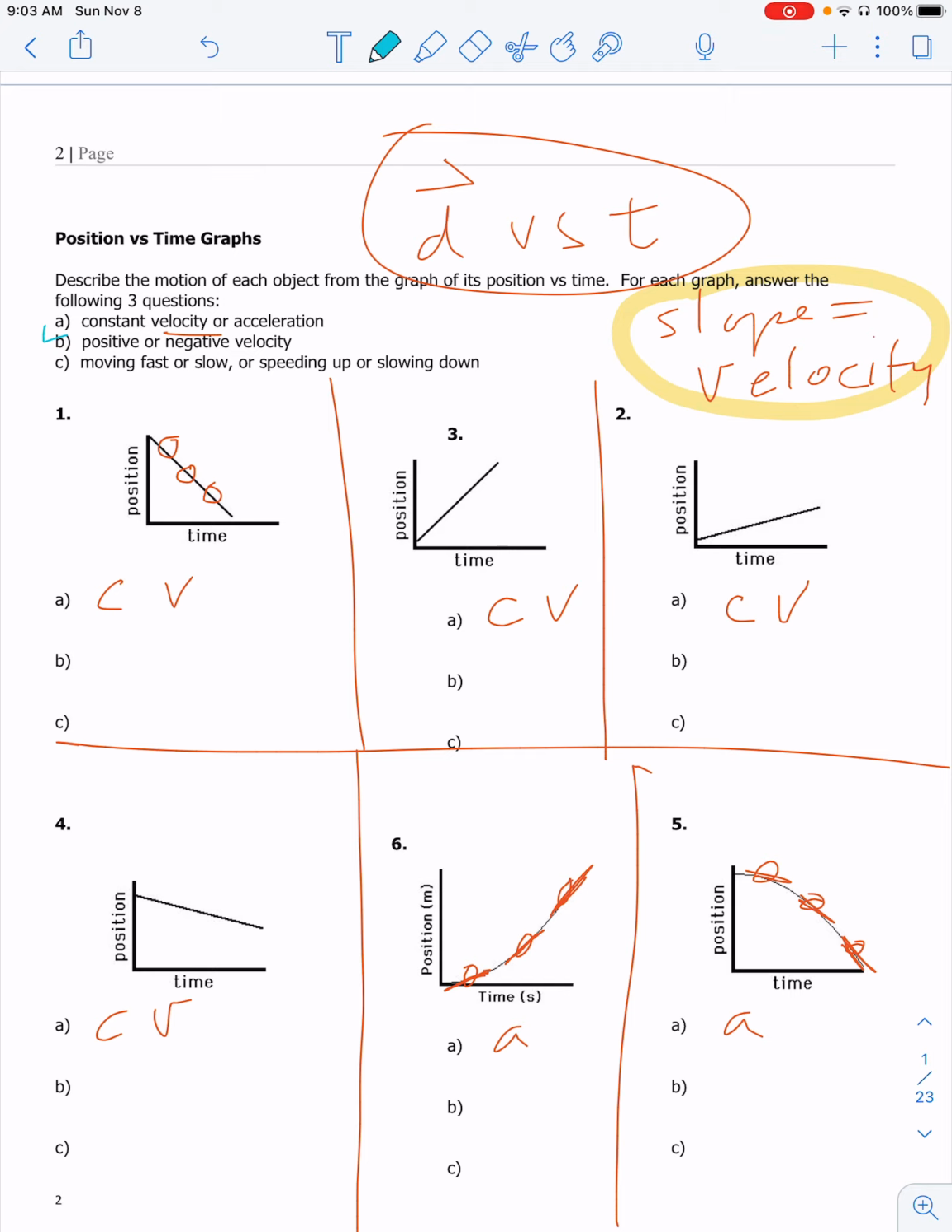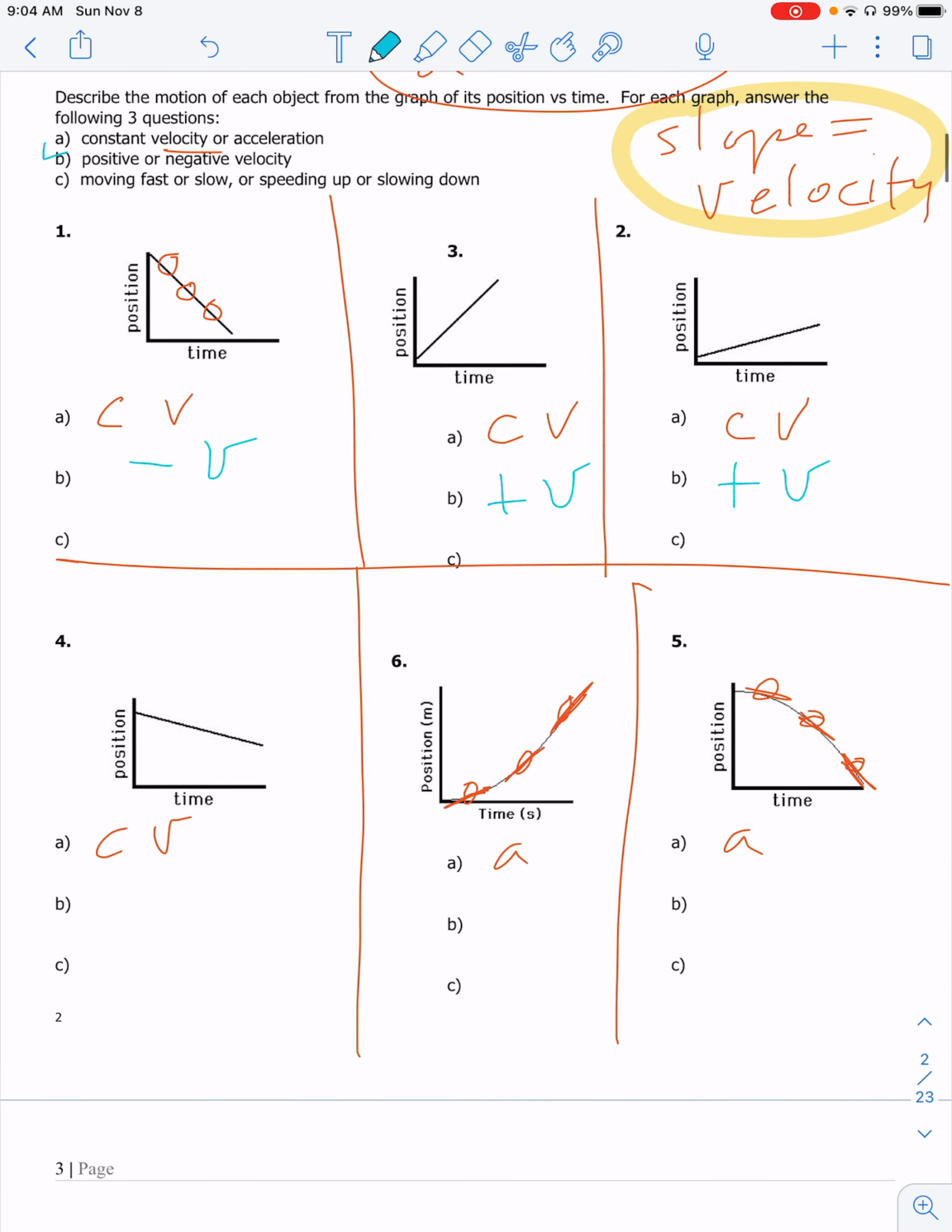Okay, so we can see which ones have negative slope. Well, the first one is going downhill, so that's negative velocity. That doesn't mean the speed's decreasing. That just means the direction the object's moving. Number 3, going uphill, positive velocity. Number 2, going uphill, positive velocity. The next one, number 4, negative velocity is going downhill. It means it's going to the left or down.